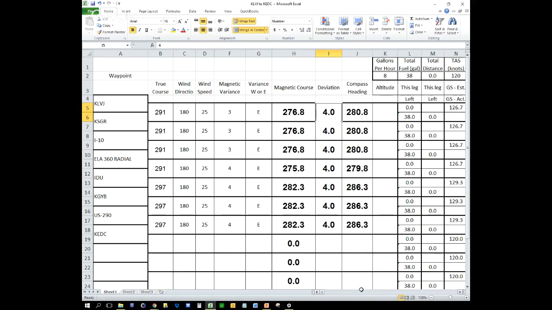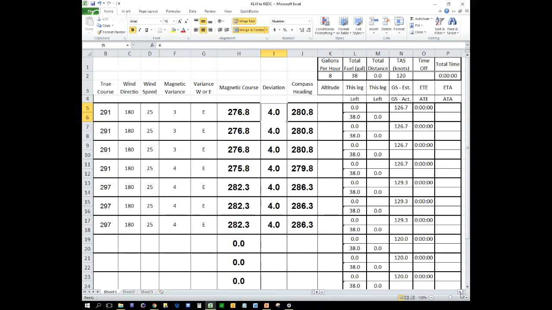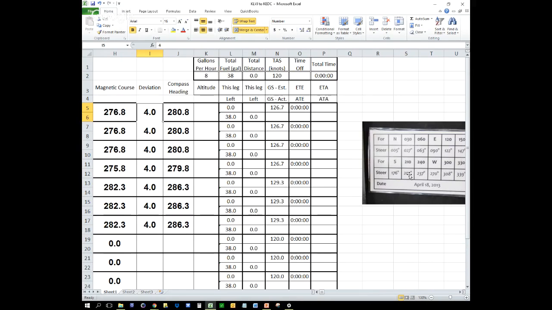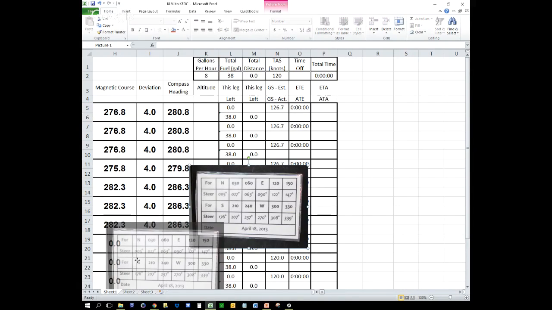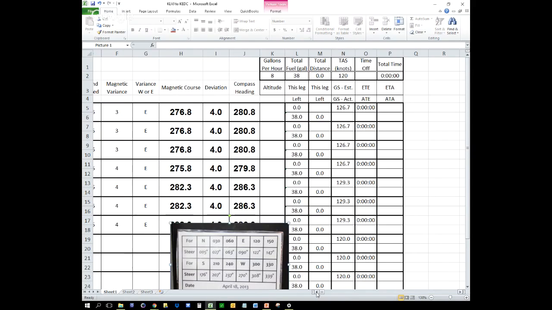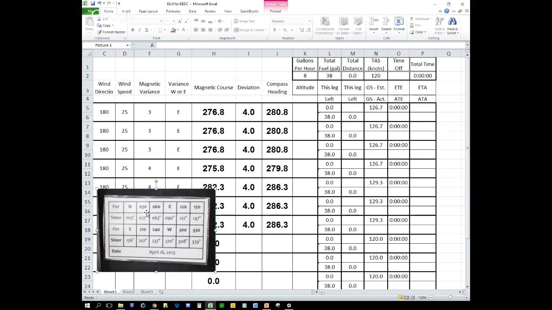And then I've got a little compass card over here to kind of pretend. I'm going to populate, or I already have. Yep, there's my deviation. It happens to be about 4 degrees on this side of the compass, because we're at 280.